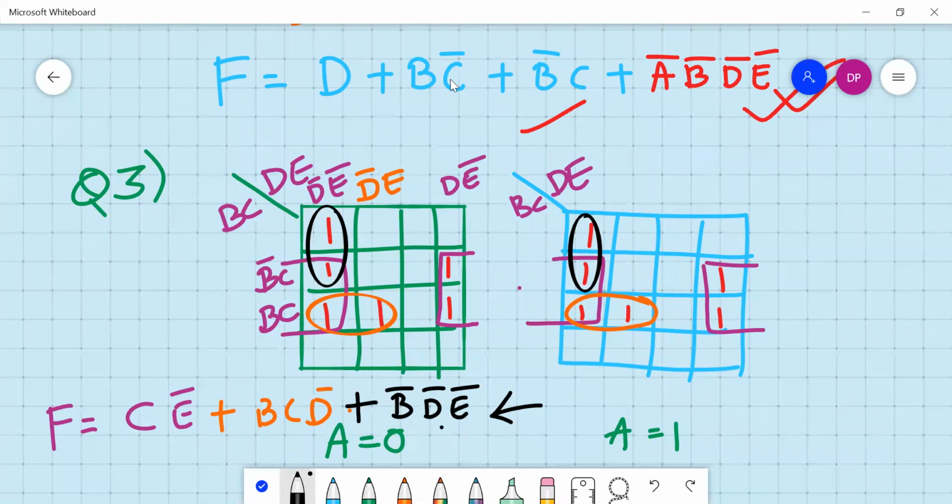So in this way, a 5 variable K map can be reduced to the minimized sum of product expression. Right, so we'll stop here. Just go through this class again. Next class we'll discuss some more aspects of 5 variable and 6 variable K map. Okay, thank you.